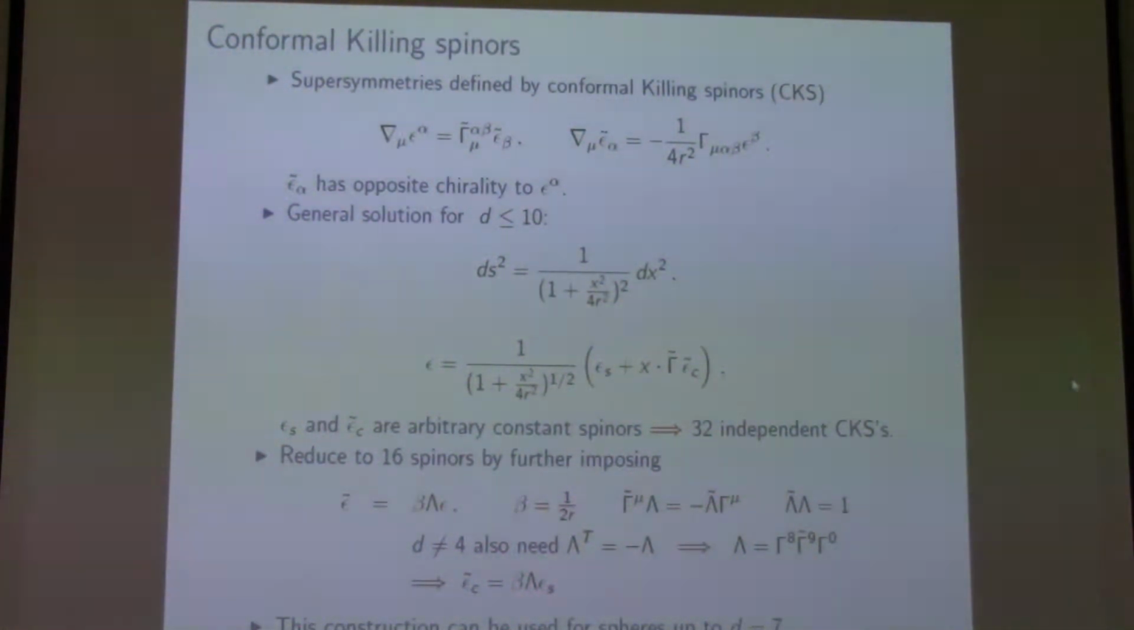So anyways, you can see that this construction is going to work for spheres up to d equals 7, because the components along the sphere, the mu, have to anticommute with this lambda. Gamma 8, gamma 9, and gamma 0 won't anticommute, they'll commute with the lambda. So that's why we can do this up to d equals 7.